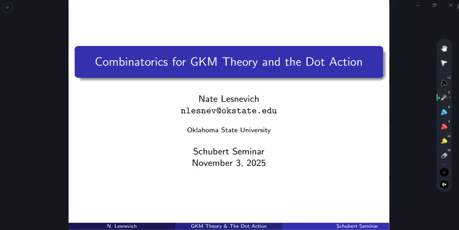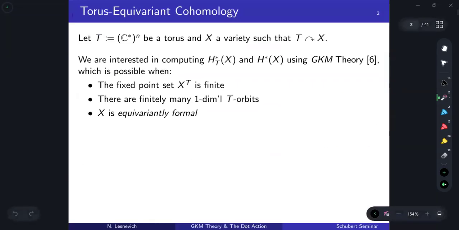Let's go right in with a little bit of background, a little introduction. So, right, our setup: we're going to let T be a complex torus, C star to the n, and X a complex variety such that T acts on our variety. Overall, we're interested in computing the T-equivariant and ordinary cohomology using this combinatorial framework called GKM theory. GKM for Goresky, Kottwitz, and MacPherson.